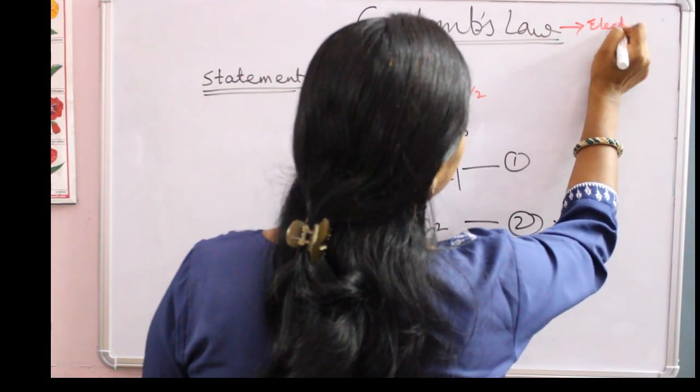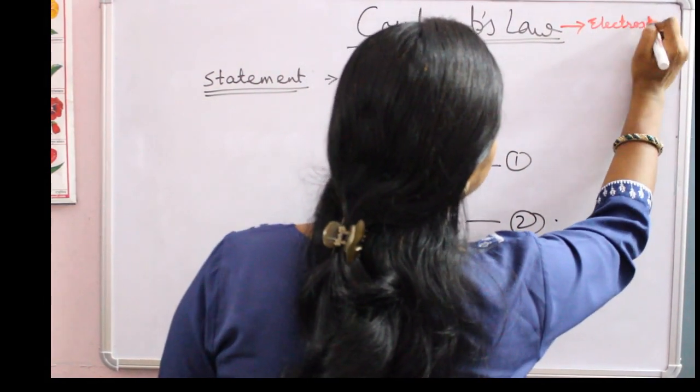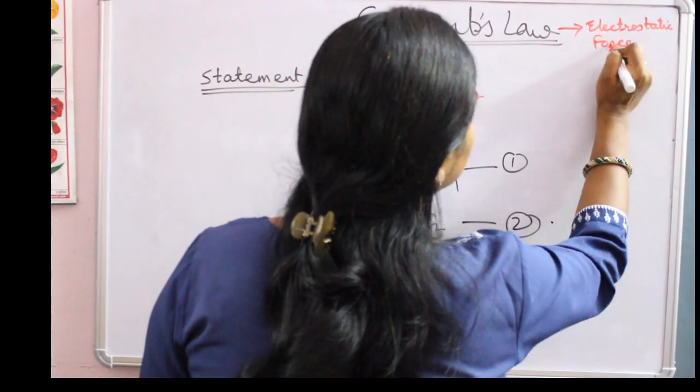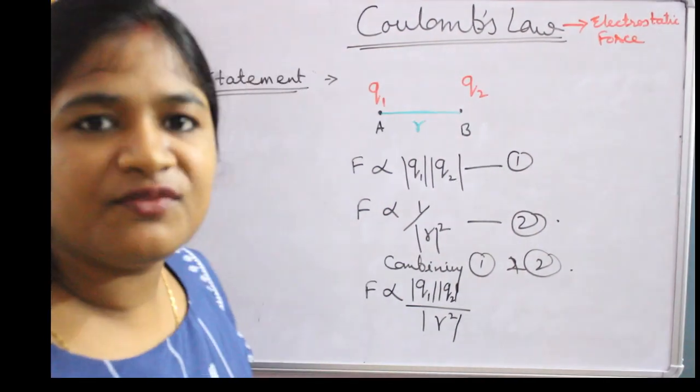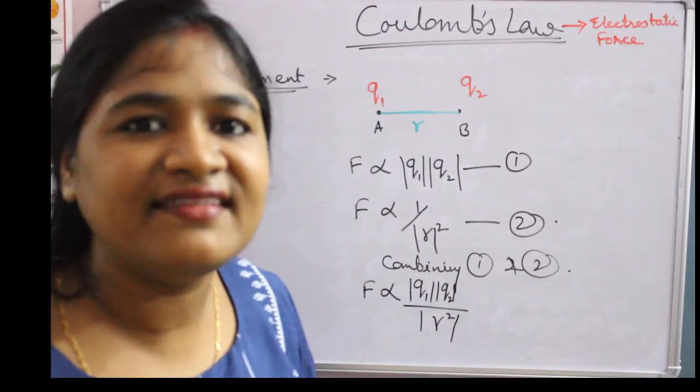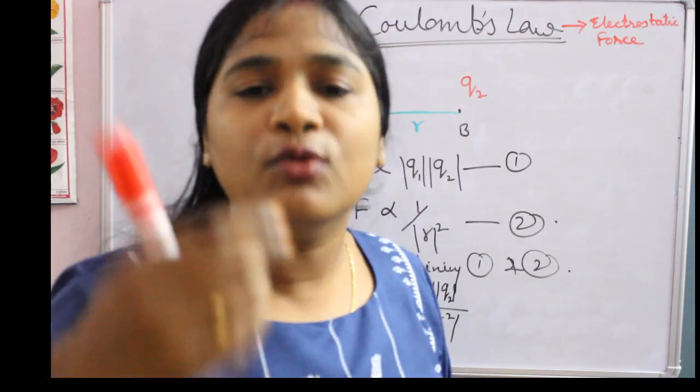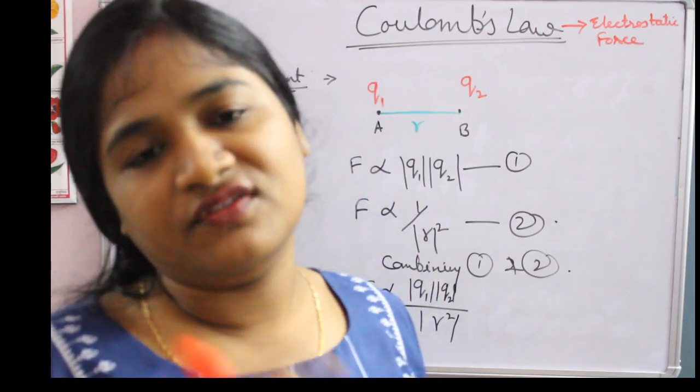What is this? This is about the electrostatic force. So when I remove this proportionality symbol, the constant will be known as the electrostatic force constant. What will it be known as? Coulomb's law constant, Coulomb's force constant and electrostatic force constant.